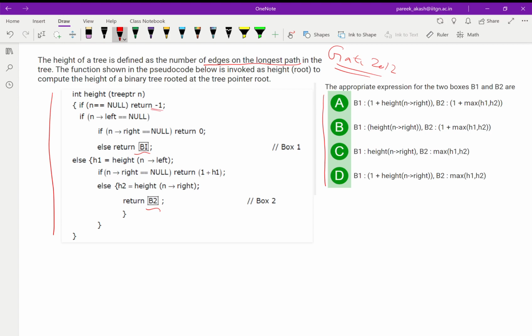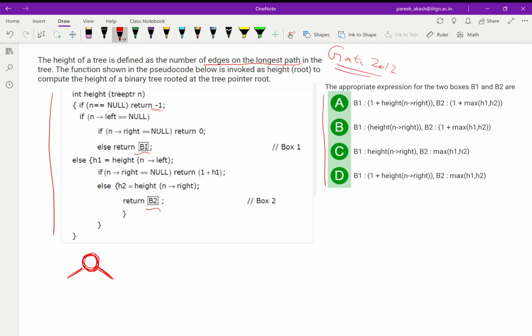Suppose -1 indicates that there is no tree, and suppose we have given only the root, then n of left is null, so there is no n of left, and there is no n of right, then it will return 0. That means there is only one node, so the height of the tree is 0, so it will return 0.